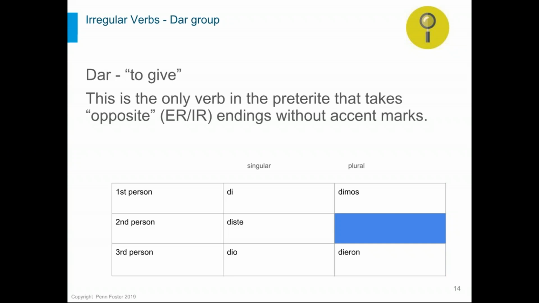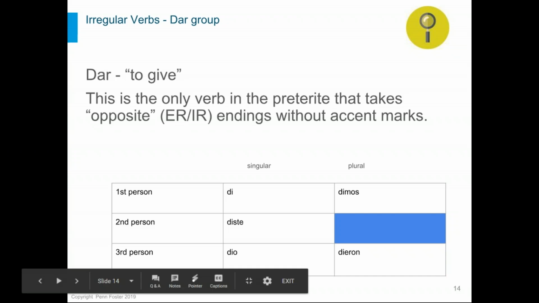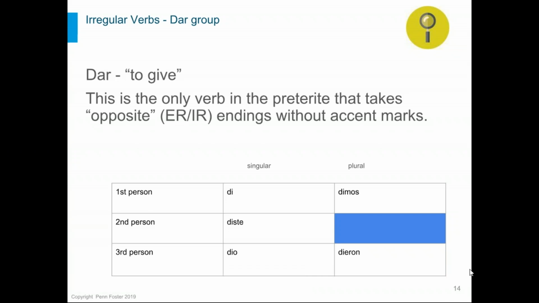So normally, if that was a regular verb, the ending for first person singular would be the letter E with an accent over it. Not in this case. The only verb that takes opposite, meaning AR verb that takes ER-IR endings, no accents. So I gave, di, you gave, diste, so on and so forth. Quite unusual. Again, irregular in every person. Okay, and again, the only verb in this group.